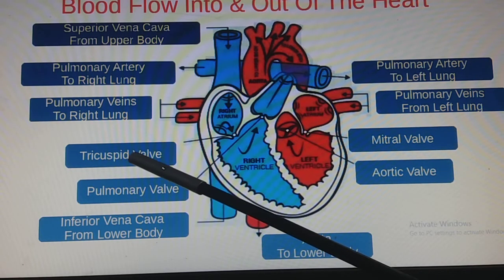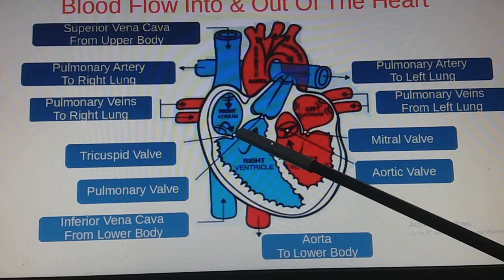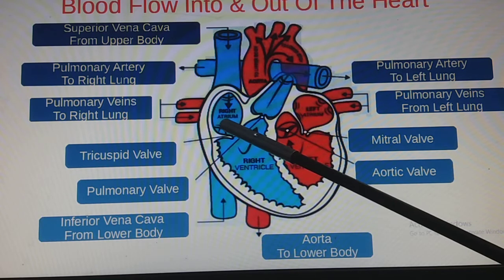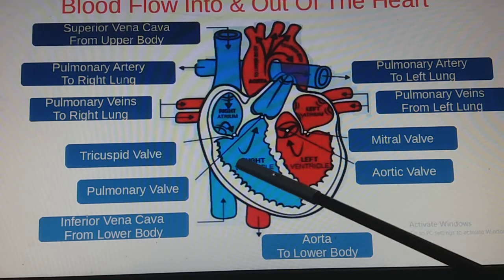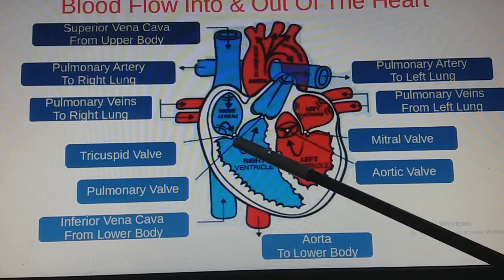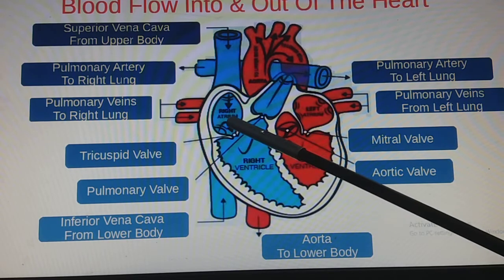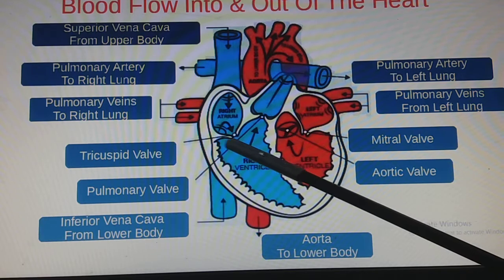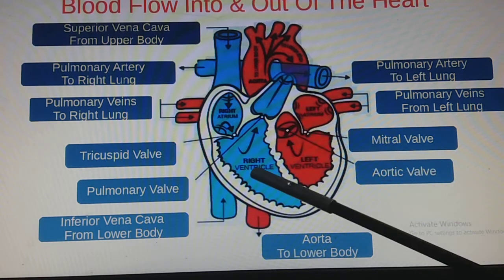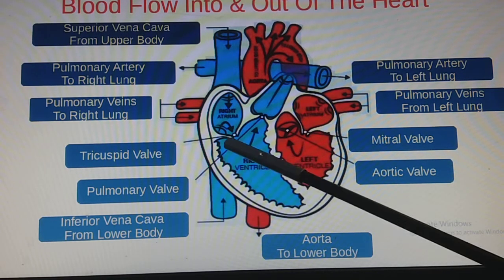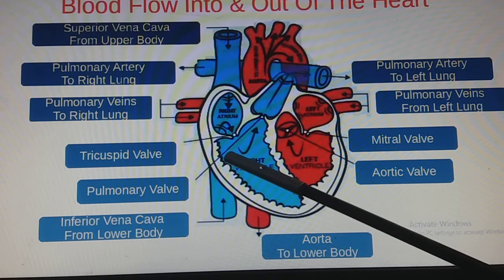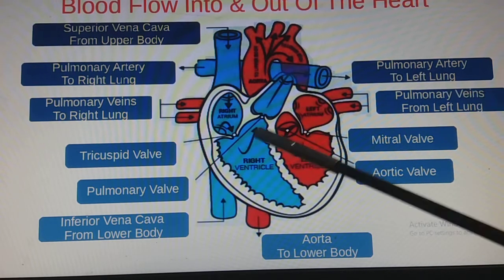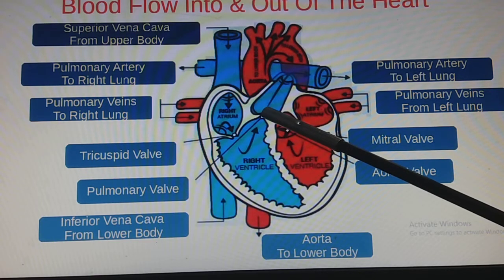Now here is the tricuspid valve. What is its function? When the right atrium is filled up with blood, it contracts and pushes the blood into the ventricle through the tricuspid valve. When the whole blood is pushed, the tricuspid valve closes. Pulmonary valve: when the right ventricle is filled, it contracts and pushes the blood through the pulmonary valve to the pulmonary artery. When it is pushed, the valve closes.